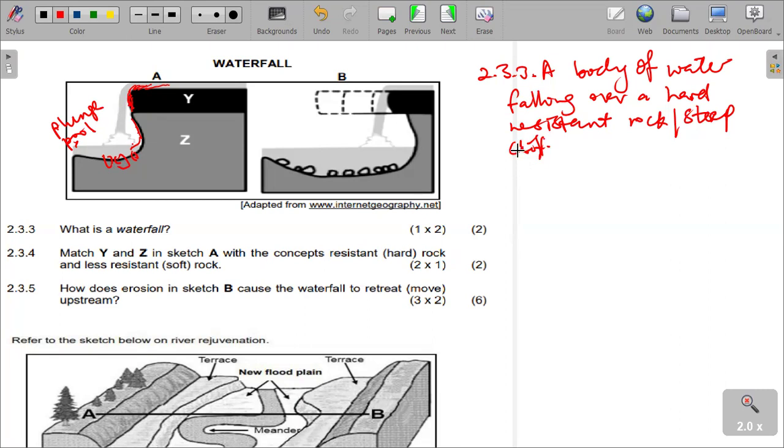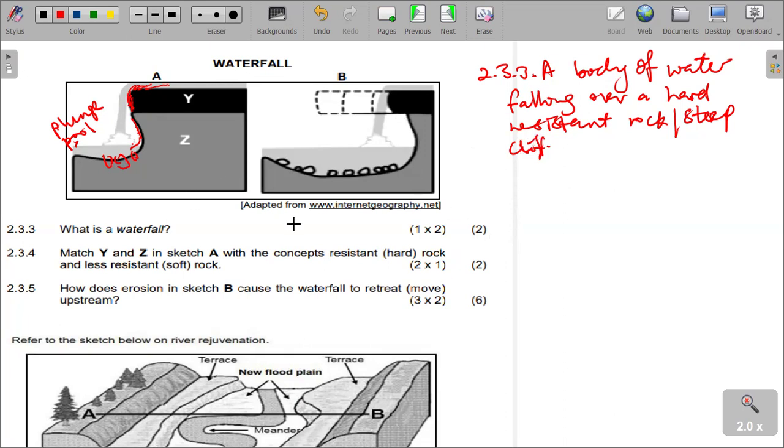Hence, it forms a plunge pool underneath where the water falls. It forms a body of water falling over a hard resistant rock or a steep cliff. It is called a what? It is called a waterfall. Falling over a hard resistant rock or a steep cliff, that is a waterfall.